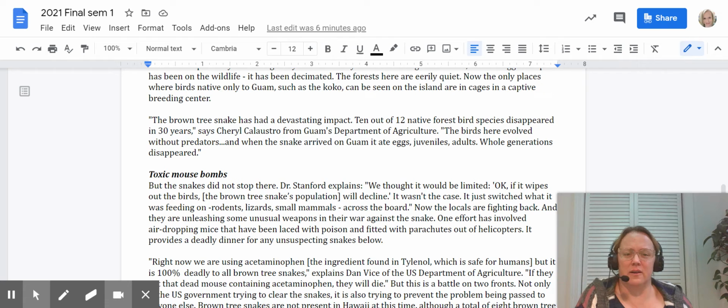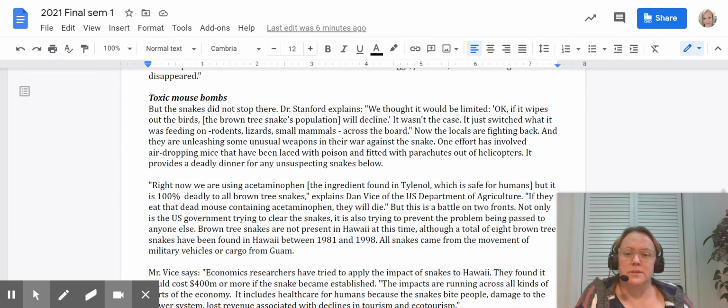10 out of 12 native forest bird species disappeared in 30 years, says Cheryl Calastro from Guam's Department of Agriculture. The birds here evolved without predators, and when the snake arrived on Guam, it ate eggs, juveniles, adults. Whole generations disappeared.